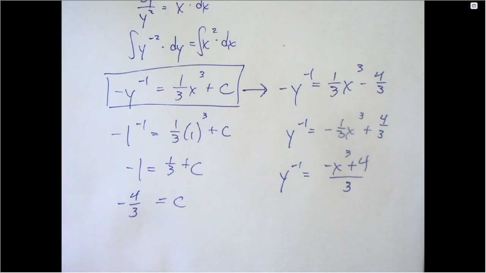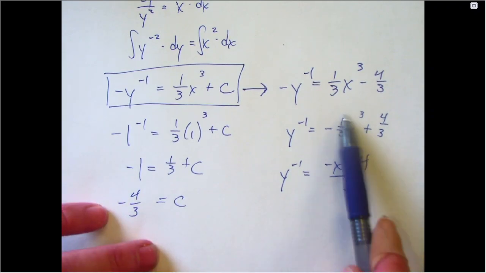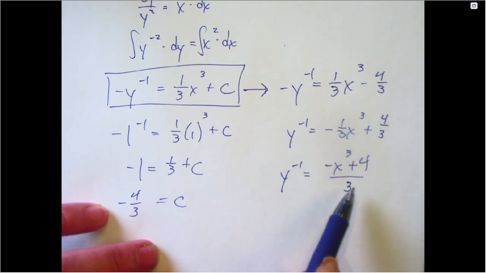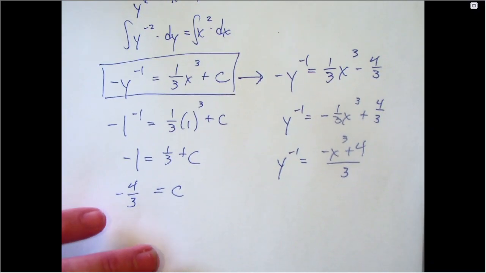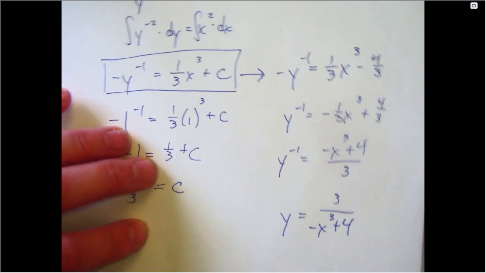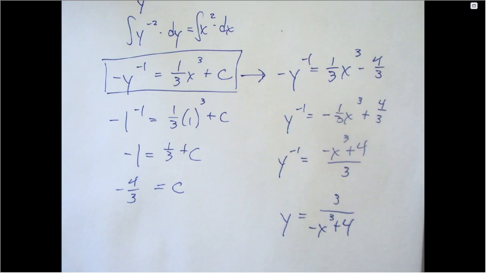You know what I mean? So I'm just combining those two using the common denominator. So it's negative 1 x to the third plus 4, over 3. And now it's a lot easier to go through it. I'm gonna take the reciprocal of both sides. So y will equal 3 over negative x to the third plus 4. Questions on that method of doing it?